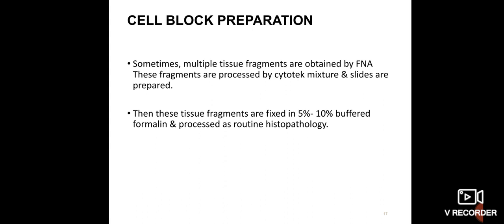Cell block preparation: sometimes we get multiple tissue fragments during FNAC. These fragments are directly transferred into 5 to 10% neutral buffered formalin, and then processed in histopathology as paraffin blocks. That is very helpful when you want to know about the morphology of the cell and you want to go ahead with IHC.